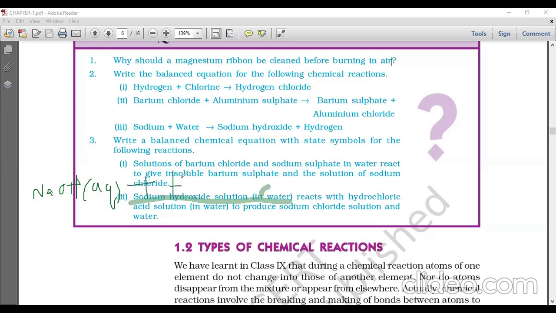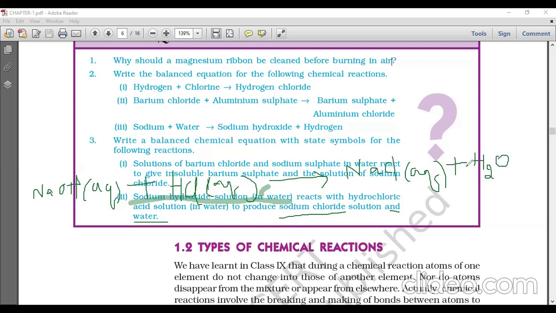With hydrochloric acid, you write HCl, and it is also in water, so we write HCl aqueous. And what is the product? Sodium chloride solution. What is the formula of sodium chloride? NaCl, and it is a solution, so we write aqueous in the bracket, and plus water. And means plus, and the formula of water is H2O. Water is still in the liquid state.